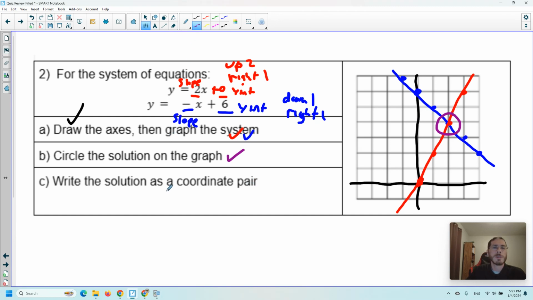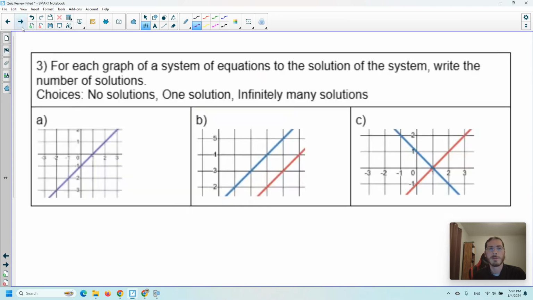And then part C says write the solution as a coordinate pair. So if I go to this point, it's at 1, 2, 1, 2, 3, 4. So it's at the point (2, 4). And there we go. Again, you can get part C just by throwing it into your calculator as well if you want. But since we did it by hand, we actually got the answer without the calculator. You can also get that solution with elimination or substitution if that's your desire. That's it for number 2.